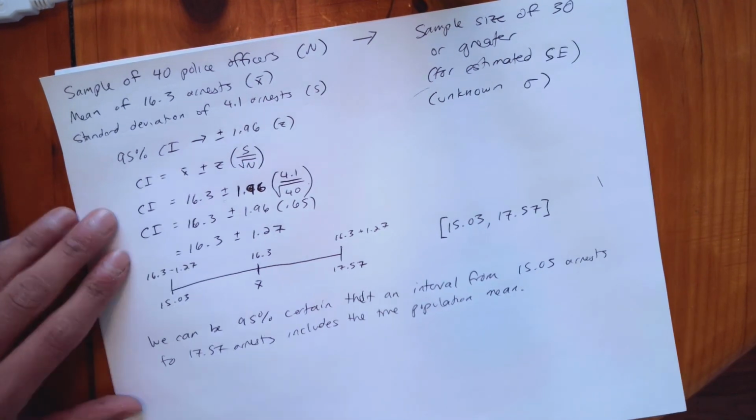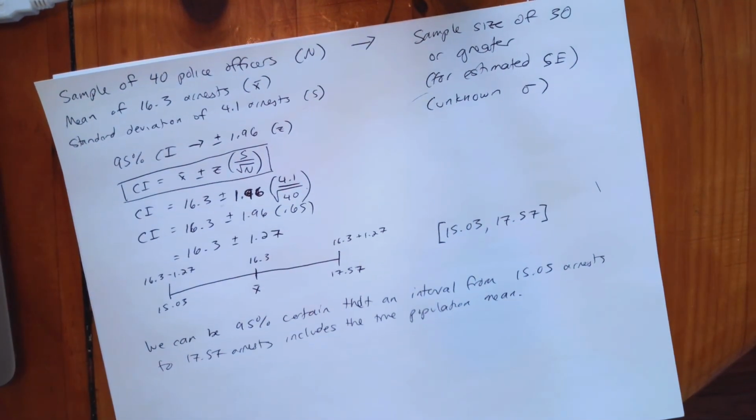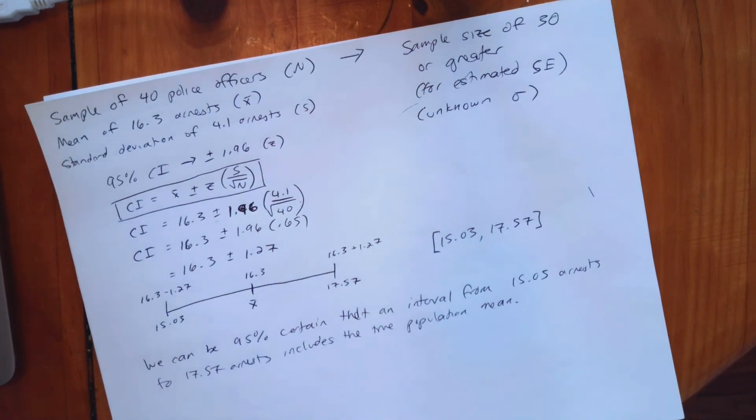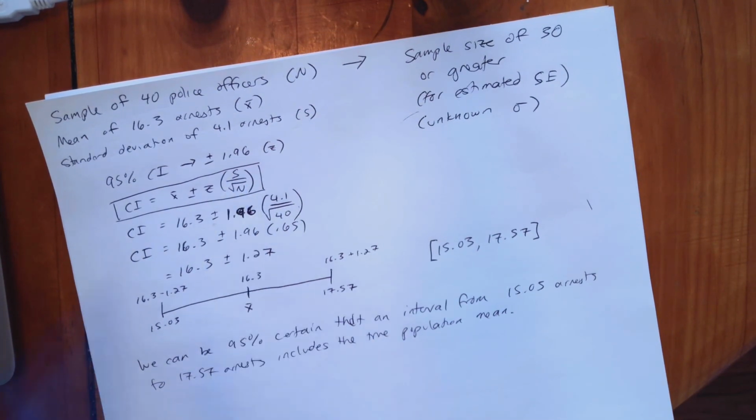And again, that's using this formula here, which we use when we have a sample size that's greater than 30, and we don't know the true population standard deviation. So we only know the sample standard deviation, or s.